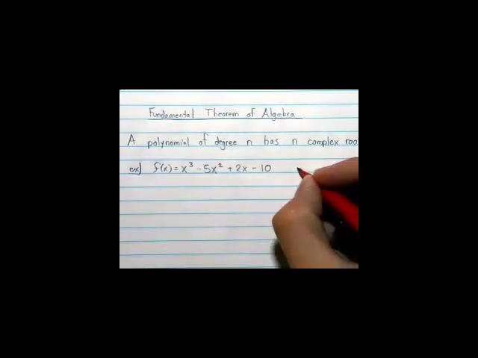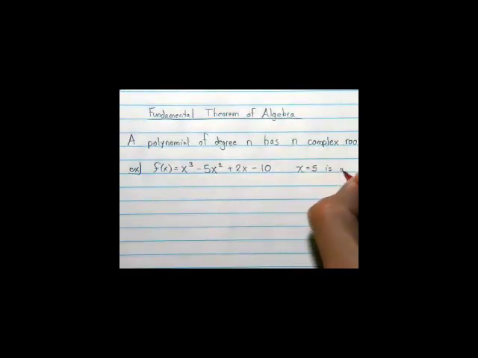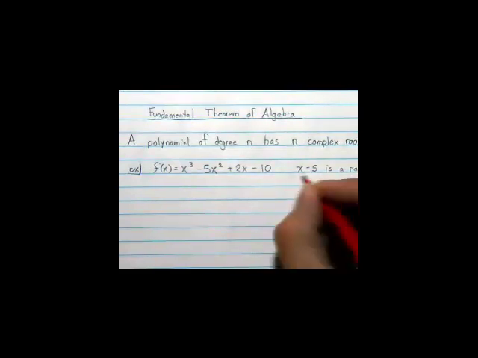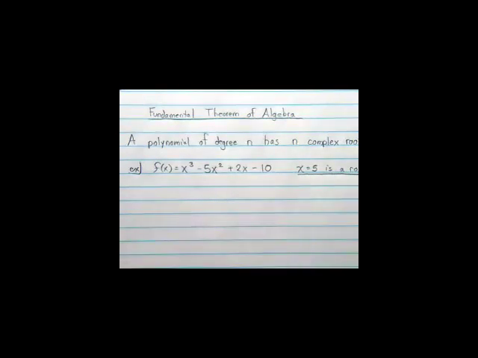All right, and so just so we can kind of get the ball rolling here, I'm going to let you know that x equals 5 is a root. Okay, so we've got one of them. How many complex roots should this thing have total? 3. How many of them do I know right now?